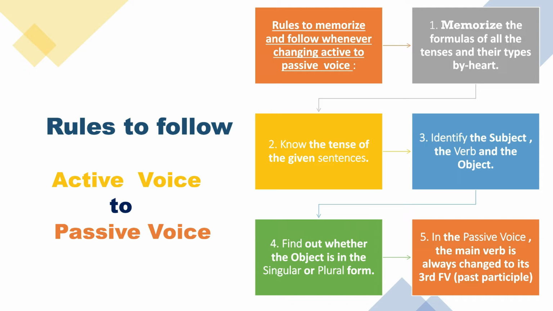Let's go to number 4. Find out whether the object is in the singular or the plural form. That will help you choose which auxiliary verbs to use. Auxiliary verbs such as is, am, are, was, were, has, have, had. Number 5. In the passive voice, the main verb is always changed to its third form of the verb or the past participle form. Let's go on to the next slide.